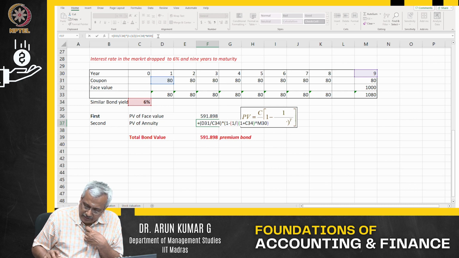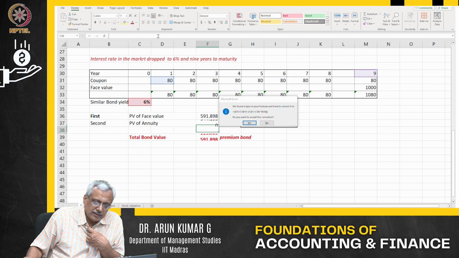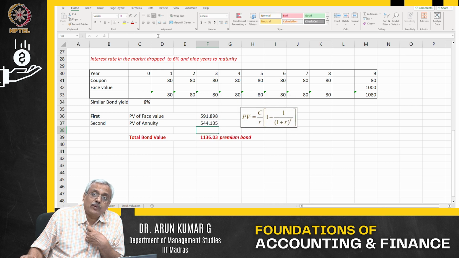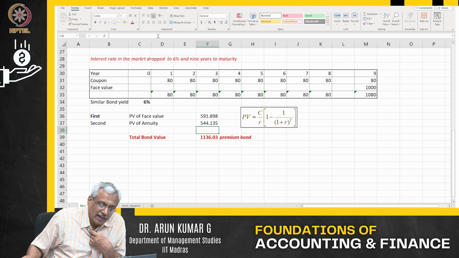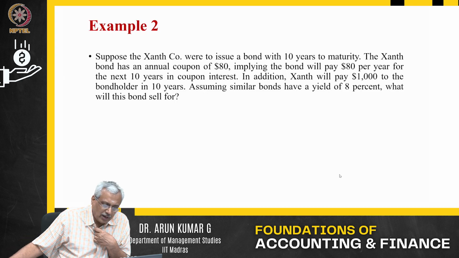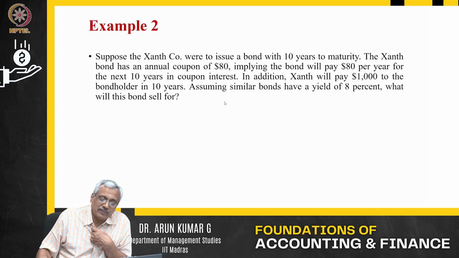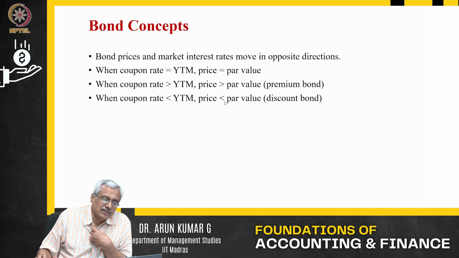And with that, I'm basically closing this issue out there, and yes, that is basically what happens. Then you will buy the bond, as you see, at 1136.03. You will buy the bond at a premium out there. So this is bond valuation: how do you do bond pricing, the bond valuation equation.